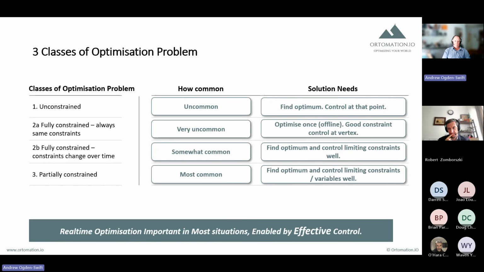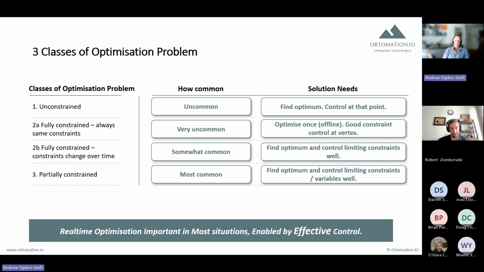So when we think about optimization, we can think about really 3 types of optimization, of which I've separated the second one into 2 categories. The first is unconstrained, and what that means is that there are no limits that are hit in trying to achieve the most economic performance.